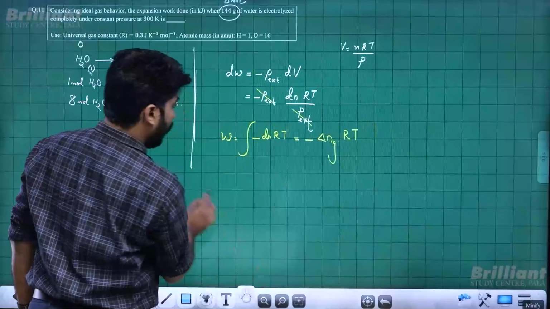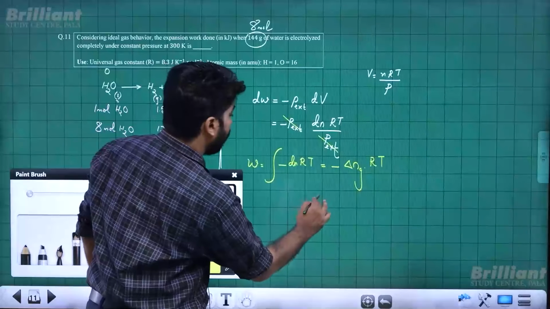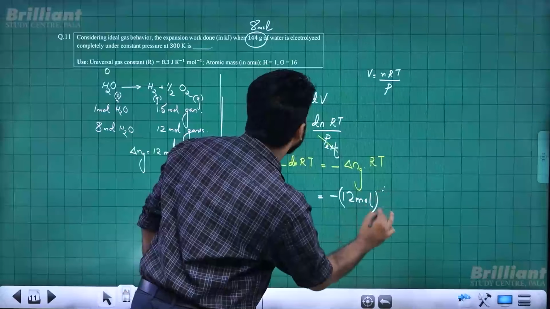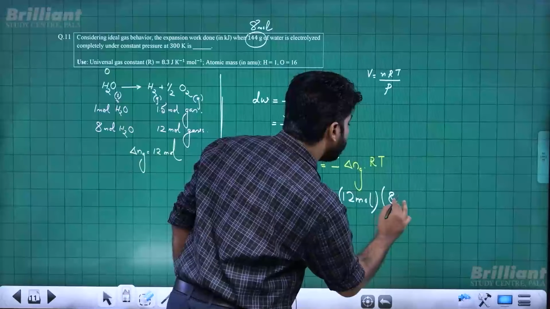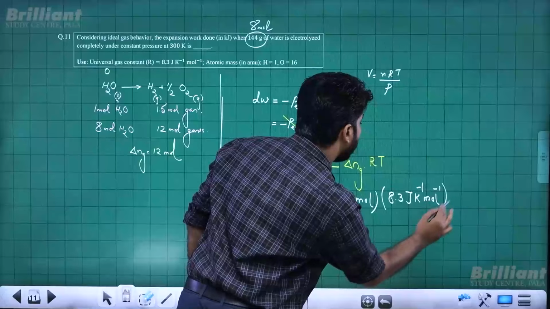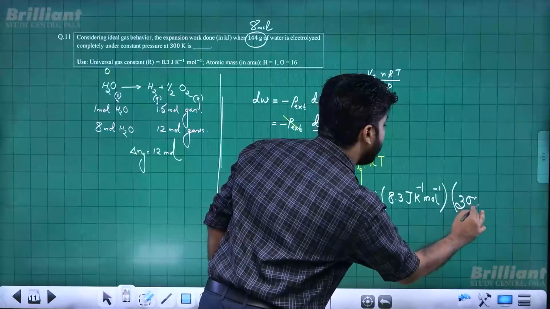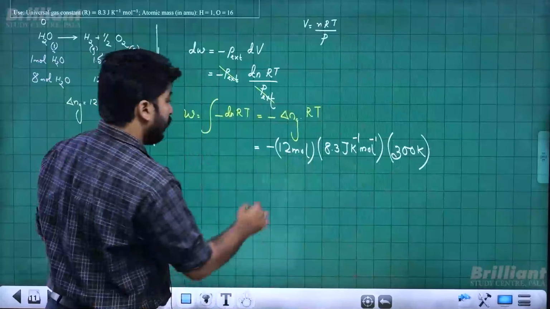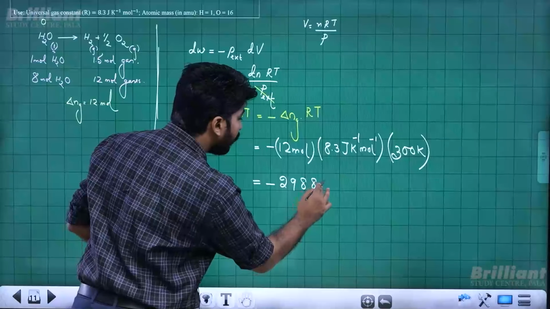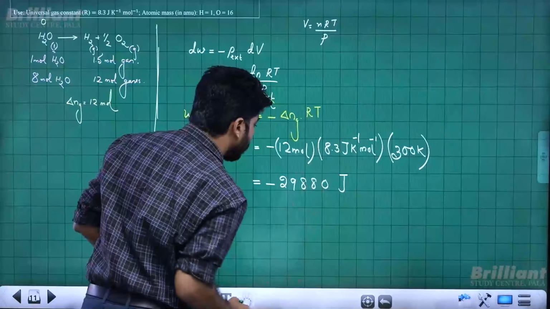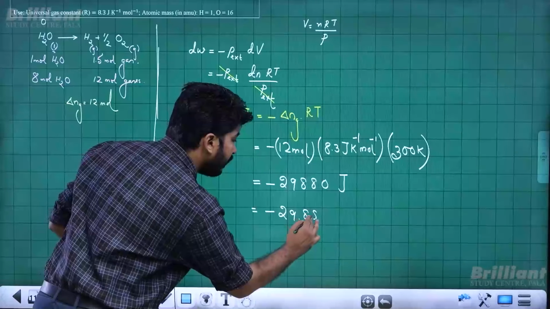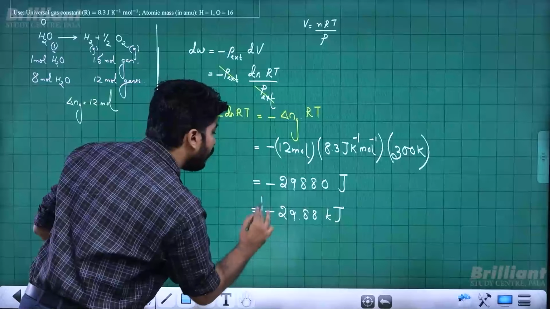We know delta Ng, we know R, we know T. So minus 12 mole times R, which is 8.3 joules per Kelvin per mole, times T, which is 300 K. So on solving this expression, we will be getting minus 29880 joules as the work done, and in kilojoules it is minus 29.88 kJ. So that is our answer.